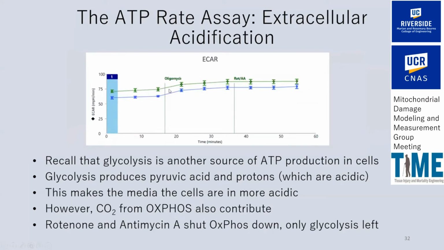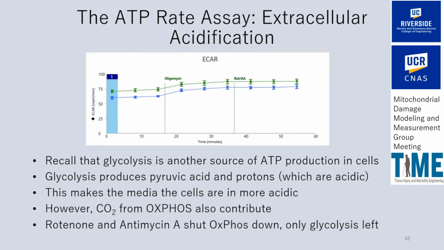And so here, this graph shows you what happens to extracellular acidification rate under treatment with oligomycin and rotenone/AA. In particular, you can see here, after oligomycin treatment, the rate at which the media becomes more acidic increases. The cells are performing more glycolysis to produce ATP since they can't produce it through ATP synthase because oligomycin shuts that down. Then rotenone/antimycin A shuts down the electron transport chain completely.